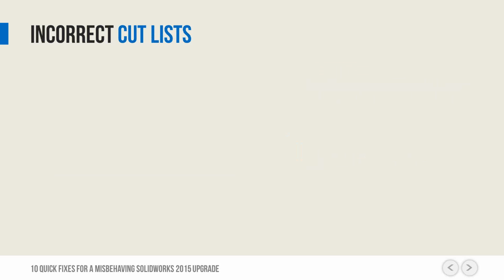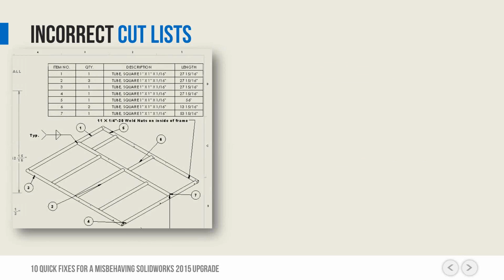Okay, another example of an issue that we see in a 2015-related installation is incorrect cut lists. So here's an example of a weldment that has been put together and thrown into a drawing. And you'll notice here in the cut list that there are some lengths. The first four items have the same exact length, although we can tell item number one is relatively long. It's that left-hand side of the weldment, whereas item number two is definitely not the same length. So we can tell just visually that something is very wrong here with this particular cut list.